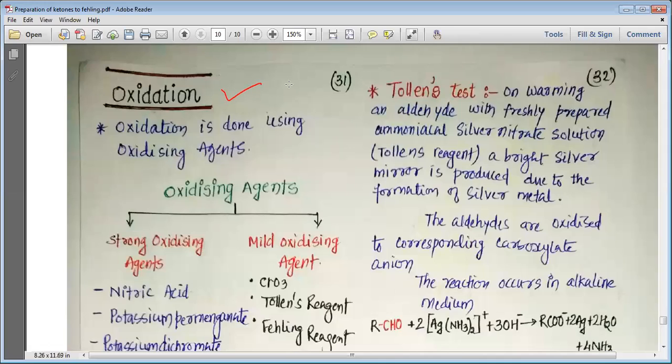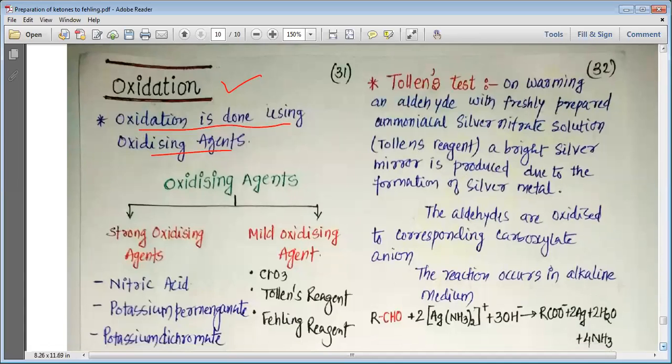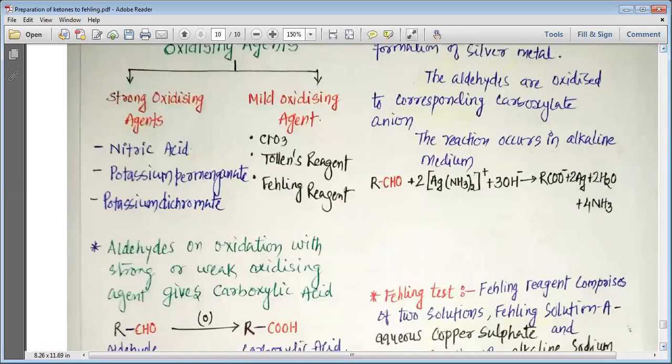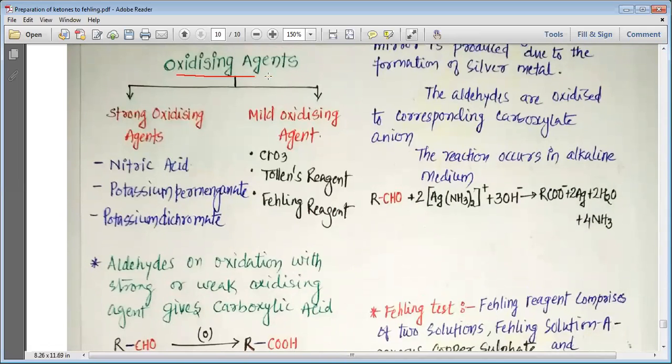Now, my dear students, we want to study oxidation. Oxidation of any organic compound is done using two different types of reagent. The reagents which cause oxidation are called oxidizing agents. We have strong oxidizing agents and mild oxidizing agents. Nitric acid, potassium permanganate, and potassium dichromate are known as strong oxidizing agents. For nitric acid, we write HNO3. For potassium permanganate, we write KMnO4. For potassium dichromate, we write K2Cr2O7.